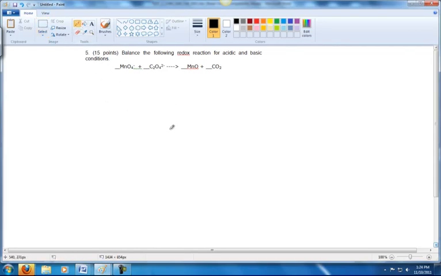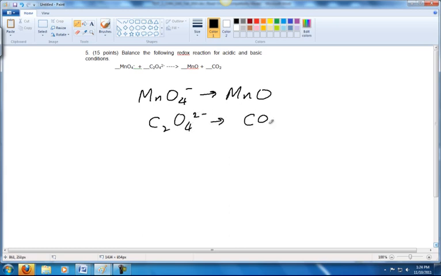Alright, another redox equation here. First thing we do is write out the half reactions. MnO4 minus is going to go to MnO. What we're looking for is the elements that are changing in charge here, and that's going to be the manganese. And in the other case, it's C2O4 2 minus gives CO2. And that's what's changing in charge there, is going to be the carbon atom.